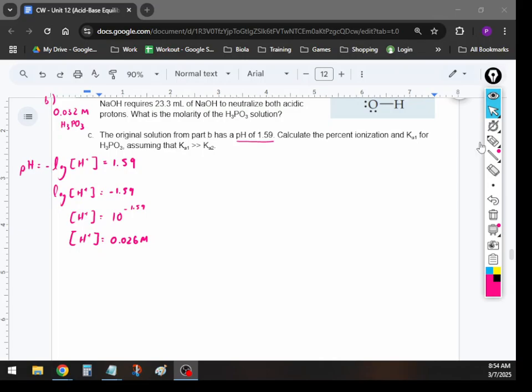Okay, so it tells us to calculate the percent ionization and the Ka1, and we can also assume that the Ka1 is much greater than the Ka2. And so we're going to write the first ionization first because for acids, hydrogens ionize one at a time. So we're going to get H3PO3, and I will give you guys 30 seconds to finish up that first ionization reaction.